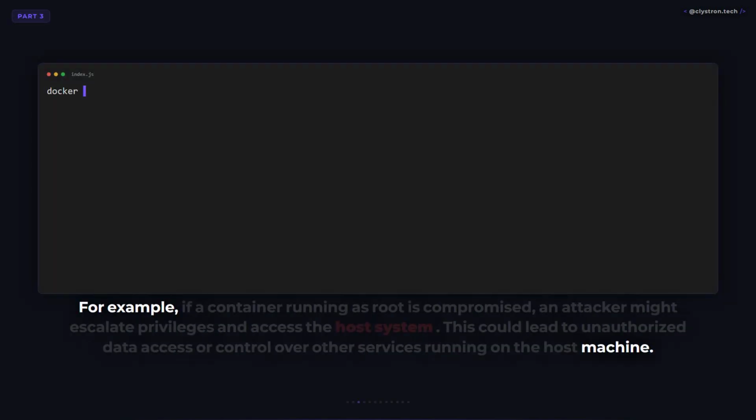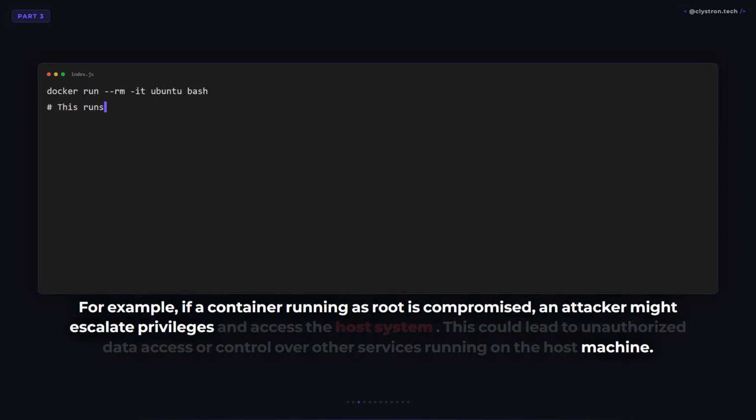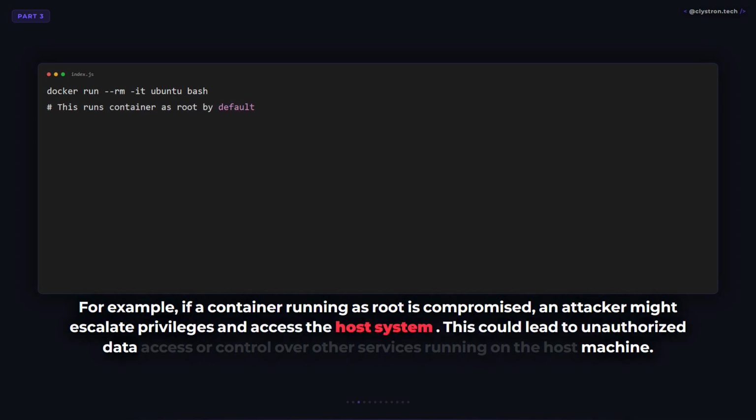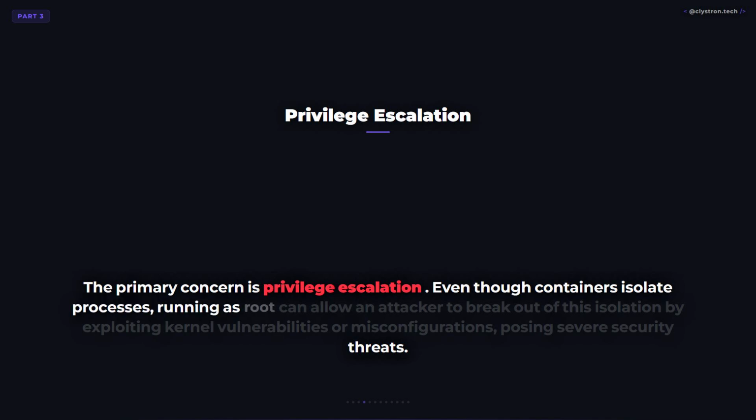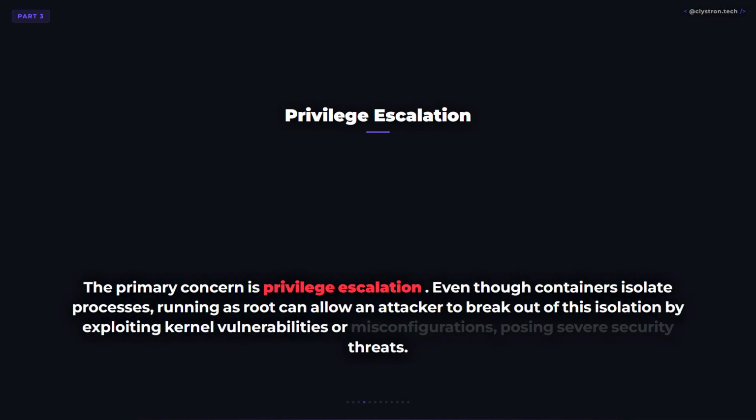For example, if a container running as root is compromised, an attacker might escalate privileges and access the host system. This could lead to unauthorized data access or control over other services running on the host machine. The primary concern is privilege escalation. Even though containers isolate processes, running as root can allow an attacker to break out of this isolation by exploiting kernel vulnerabilities or misconfigurations, posing severe security threats.